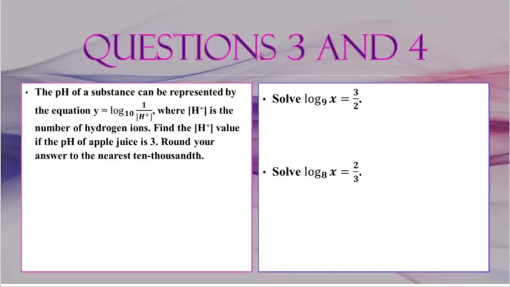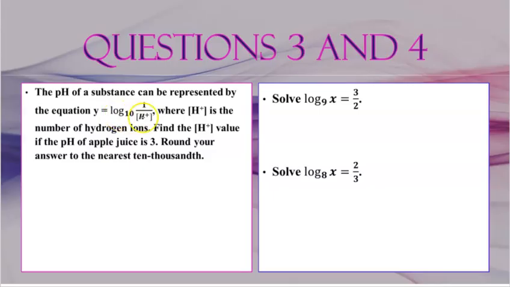Question 3. The pH of a substance can be represented by the equation y equals log base 10 of 1 over H positive, where H positive is the number of hydrogen ions. Find the H positive value if the pH of apple juice is 3. Round your answer to the nearest 10,000th.